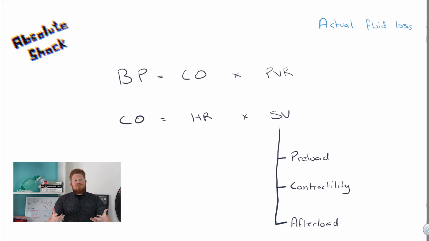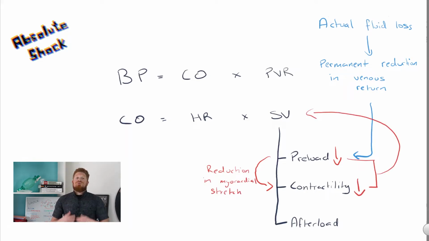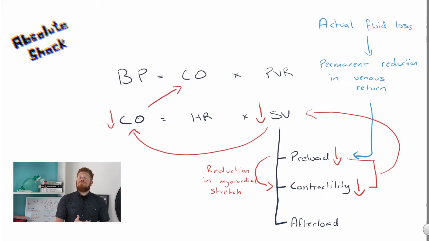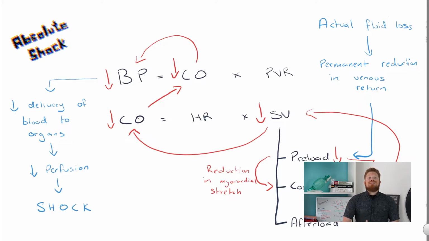Well, an absolute fluid loss pretty much means that we have a permanent reduction in blood volume. A reduction in blood volume means we have a reduction in venous return, which will then reduce preload. Reducing preload means that we reduce the stretch of our myocardium during relaxation, which means that we compromise contractility. Reducing both of these things will reduce our stroke volume, which will reduce cardiac output and eventually reduce blood pressure. Remember that reducing blood pressure will reduce perfusion, which will then lead to a shock state.